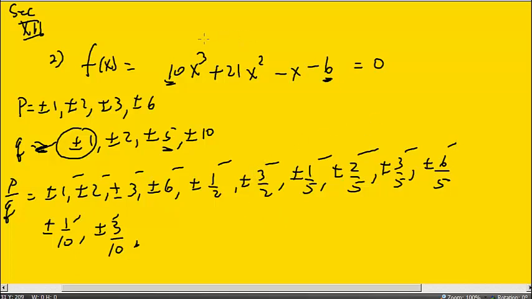But this is a cubic, so if I find one, it's going to become a quadratic, so I can solve the others. What do I want to try? I have to use synthetic division. So I have a 10, 21, minus 1, and minus 6. And I'm trying to get a 0 at the end. I got some minuses inside here, so let's try just 1. So I get 10, multiply, I get 10.